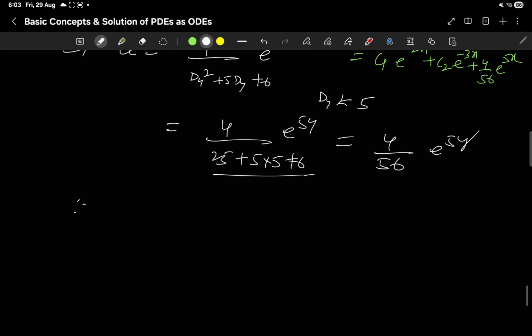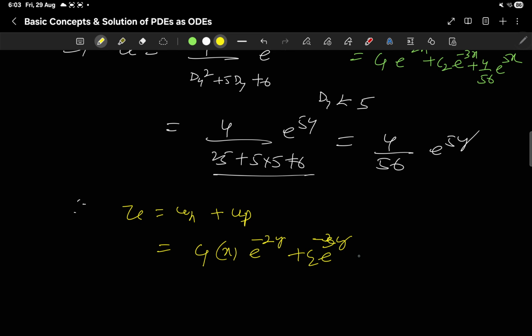So therefore the general solution u is u homogeneous plus u particular. So this is equal to c1(x) e to the power minus 2y plus c2(x) e to the power minus 3y plus 4 by 56 e to the power 5y. So this is my answer.